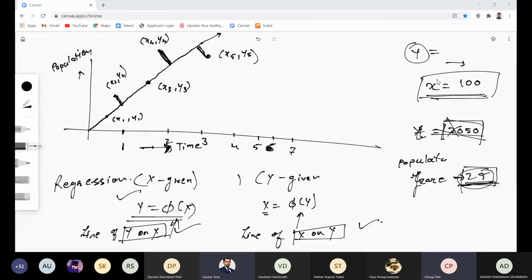Sir, here we are just extrapolating whatever data we have, right? Yes, we are predicting it. So it is used for prediction.